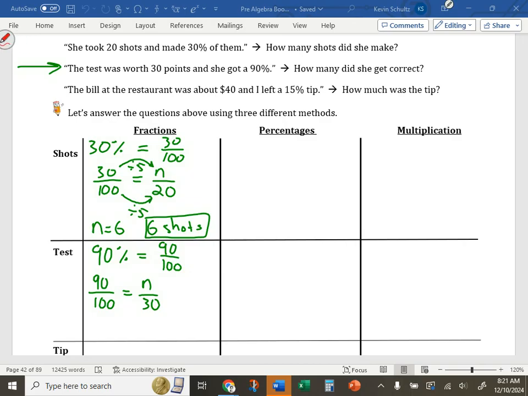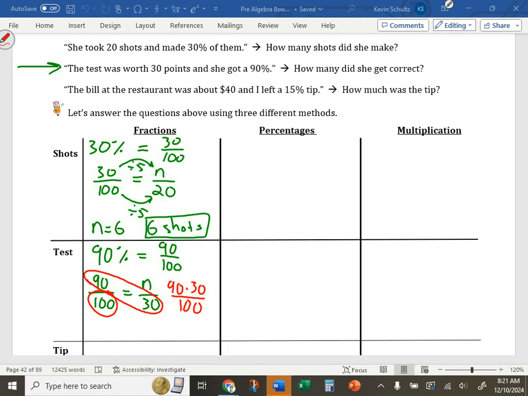Cross products means we multiply 90 by 30, right? 90 times 30 and divide by 100. And if you multiply 90 by 30 and divide by 100, guess what you get? 27. That's one option.